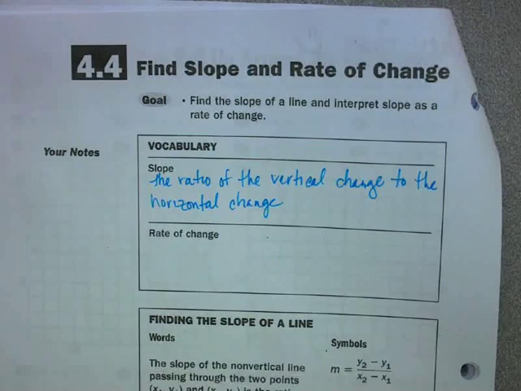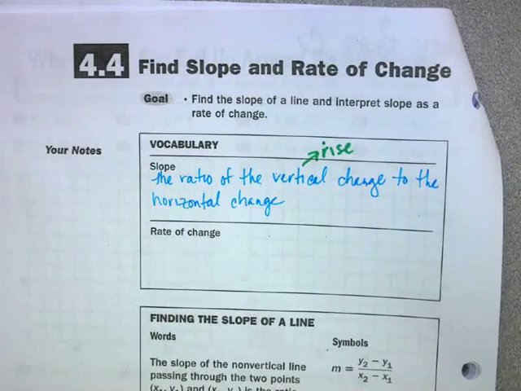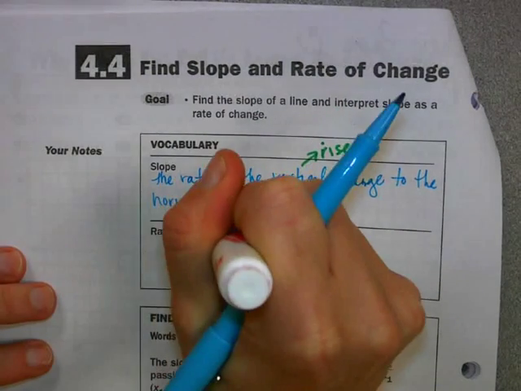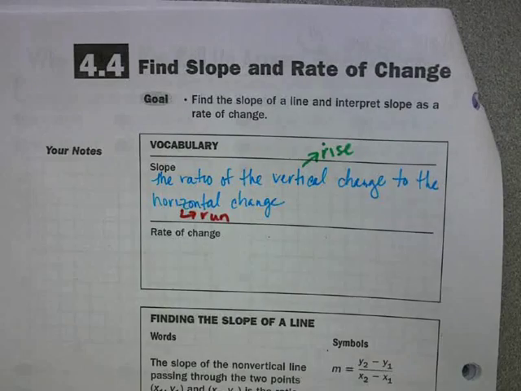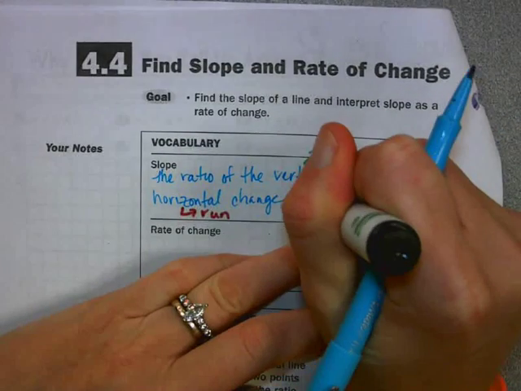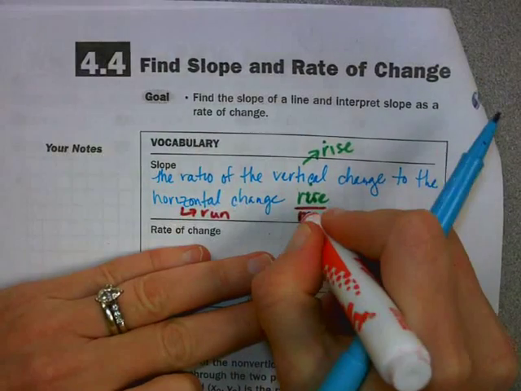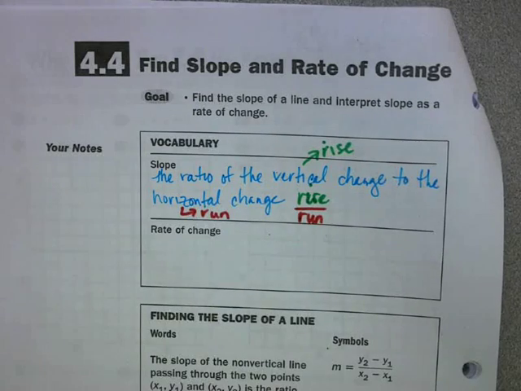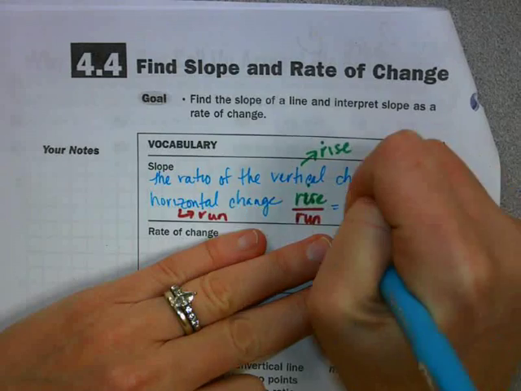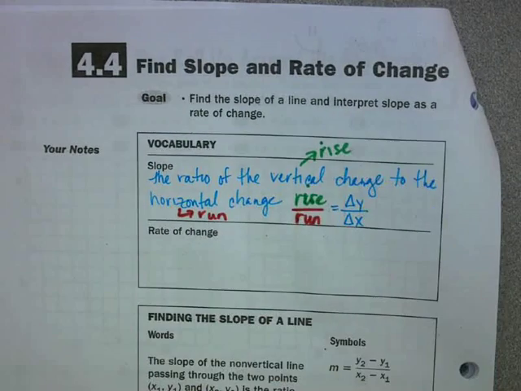Okay, so the vertical change, another way to say that would be the rise. And the horizontal change, another way to say that would be the, yep, you got it, run. So we could write this as rise over run. Rise over run. We could also say it was delta y over delta x. Delta is a triangle. It's the Greek letter D for change. It means change.